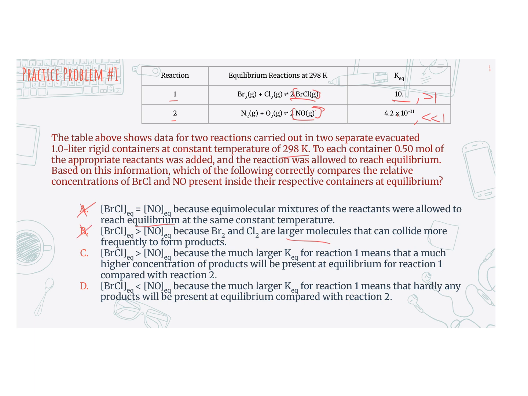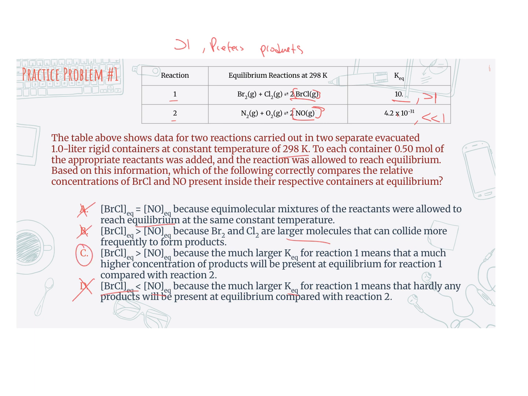If we look at D, this says that BrCl should have a lower concentration than NO because the much larger K for reaction 1 means that hardly any products will be formed. But remember, if it's greater than 1, it prefers products. So this can't be true because what it's saying is that because it's greater than 1, it prefers the reactants, although that is backwards to the logic that we know, so D can't be the right answer.